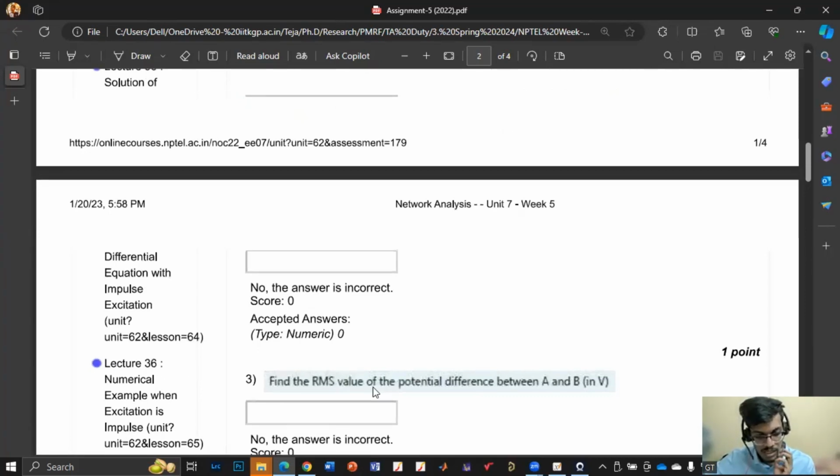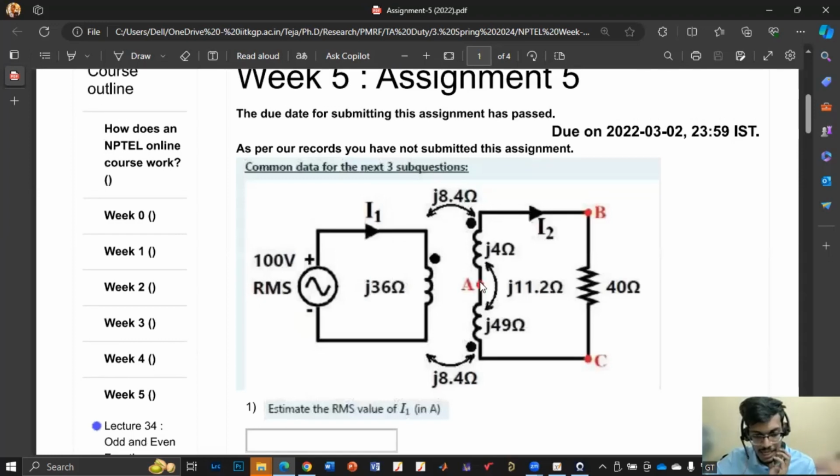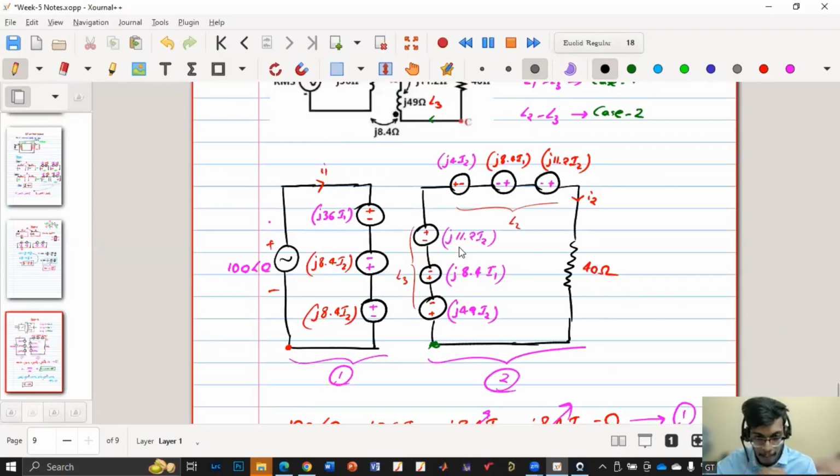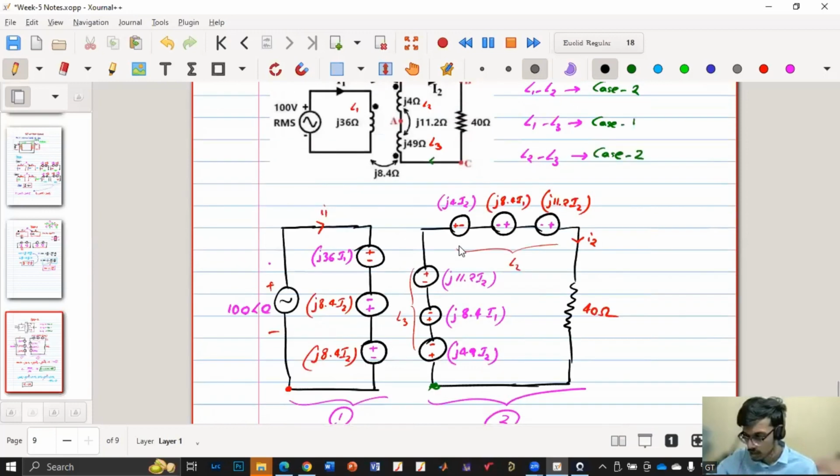Now they are asking what is the RMS value of the potential difference between A and B. So this point is A and this point is B. So AB is nothing but the potential difference across this inductor, L2. Across L2, yes.